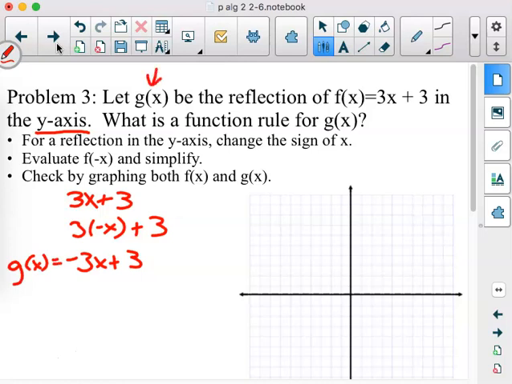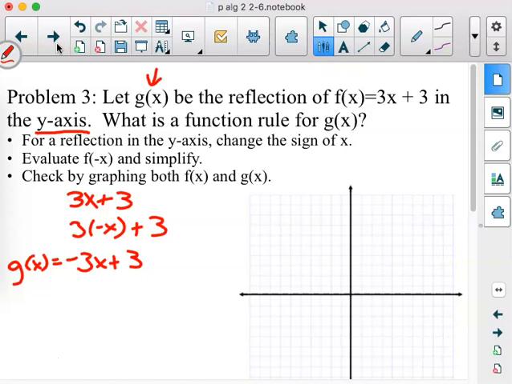So let g of x be the reflection in the y-axis. What is the function rule? Well, there it is. Because if you're going to reflect over the y-axis, you have to make the x negative. And then it says, for a reflection in the y-axis, change the sign of x. Well, they're even giving it away to us. We did that. And evaluate it and simplify. We're not going to leave it 3 times negative x. We changed it to negative 3x.